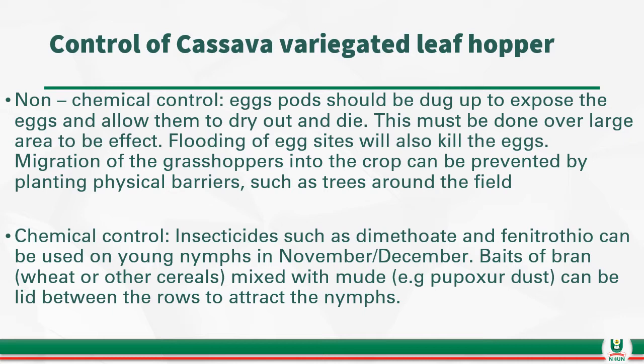You use them on the young leaves, against the young variegated grasshoppers, and this will be done in the November-December period. And you can also bait them. You bait these insects with bran, wheat bran or other cereals, and you mix them with insecticide dust.